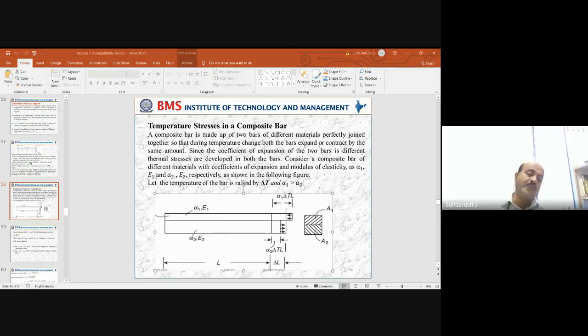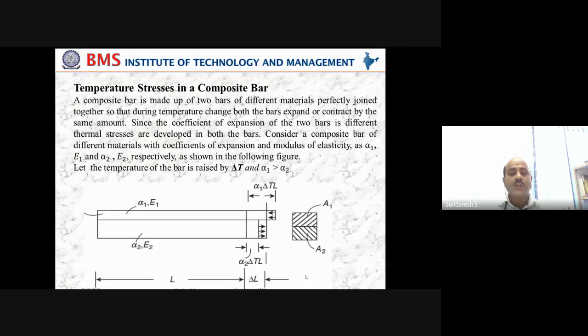Next, once we have got the nature of stresses induced within the two bars, the conclusion is based upon the value of alpha 1 and alpha 2. The material having the larger value of alpha, provided delta T and L remain the same for both bars, will be subjected to a compressive stress, and the material having the lesser value of alpha will be subjected to a tensile stress. Please remember this, but the condition is delta T and L should be the same for both materials.